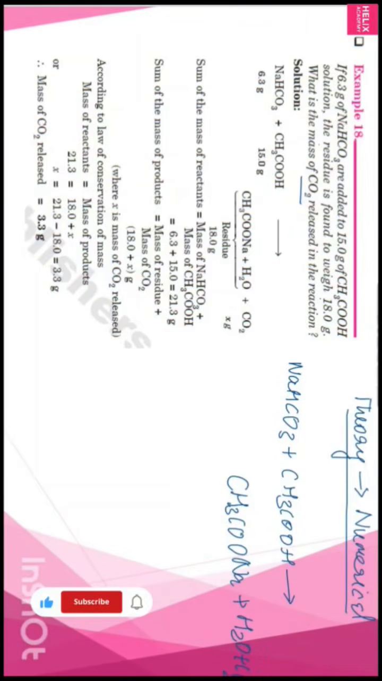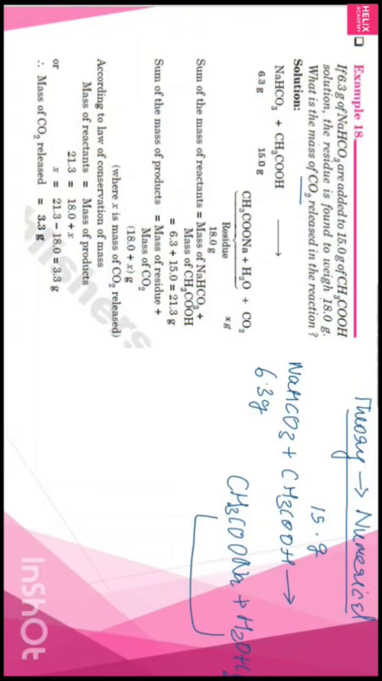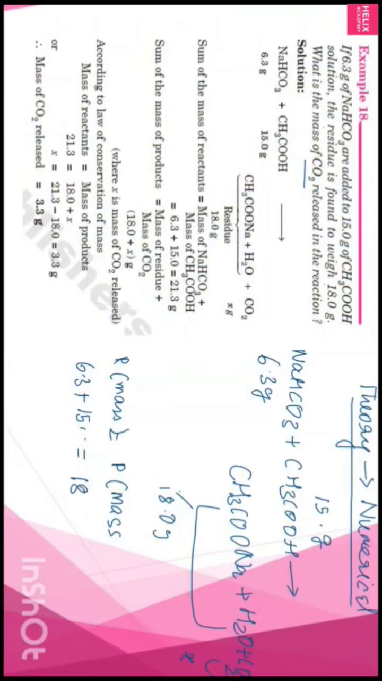Okay, in this reaction, they have provided 6.3 gram of NaHCO3 and acetic acid at 15 gram. Now I know that they found the residue in this reaction. The residue is 18.0 gram, because they are asking the value of CO2, suppose x gram. The reactants' mass sum is equal to the products' mass sum. So reactants mass will be 6.3 plus 15 is equal to residue 18 plus x.